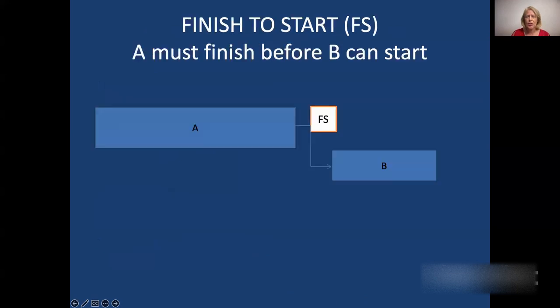So let's start off by looking at the finish to start relationship. This is probably the most common relationship. So task A or the predecessor must finish before task B starts, B being the successor. And if A, of course, is delayed or runs a little late, it will mean that B starts late and very likely run late. And if it's on the critical path, will cause the whole project to run late.